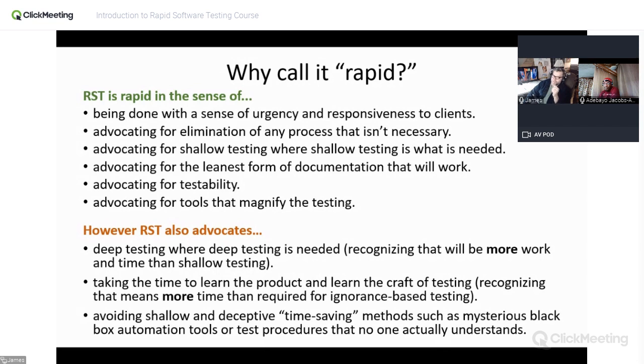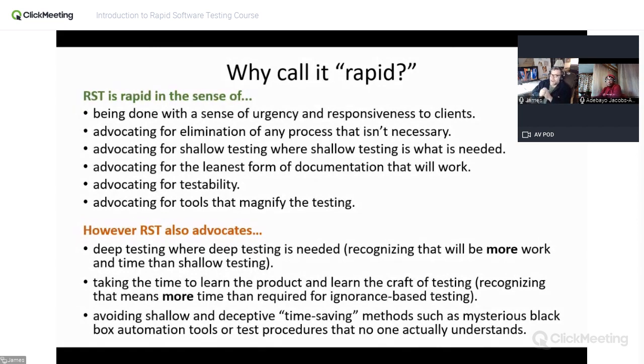So sometimes, even though we're rapid testers, we say, hey, you can't safely go any faster than I am going right now. We need to take the appropriate time to do the work. Now, I have to admit something, which is I love deep testing. Deep, complicated, sophisticated testing. I love it.